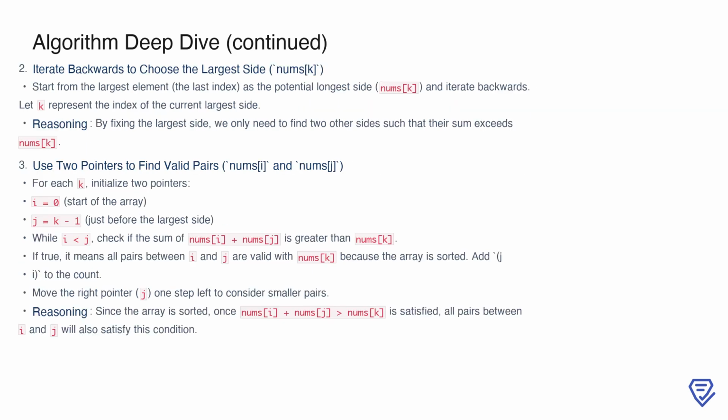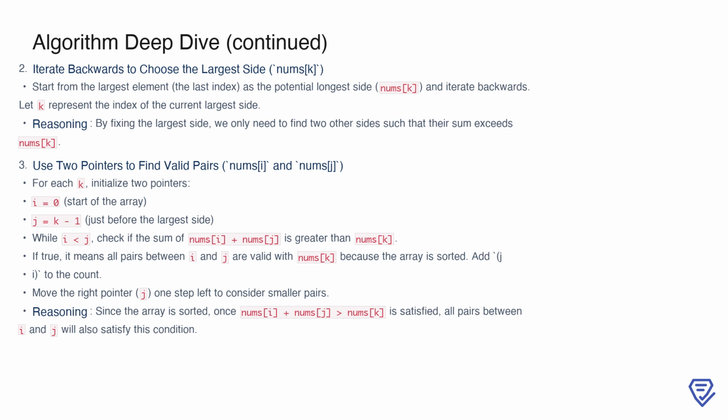After sorting, we iterate through the array in reverse, considering each element as the potential longest side of the triangle. Let k represent the index of this largest side, nums[k]. By fixing the largest side first, we narrow our focus to finding two smaller sides, nums[i] and nums[j], such that their sum exceeds nums[k]. To efficiently find these pairs, we use two pointers, one starting at the beginning of the array, i equals 0, and the other just before the largest side, j equals k minus 1.